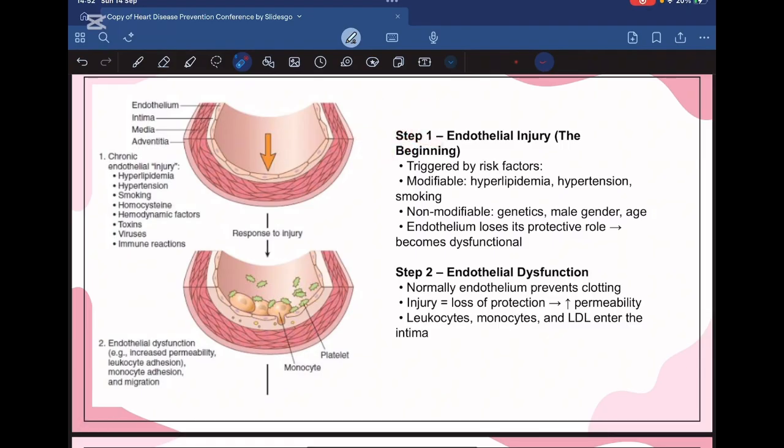Okay, now for step 2, the endothelium will lose its function, so dysfunction. And I explained this in histology. The endothelium has a protection role, number one. Number two, it has an antithrombogenic effect, so it does not allow anything to adhere here. So if there is endothelial dysfunction, what will happen? Things will start to stick. For example, monocytes will start to stick, leukocytes will start to stick, and LDL, low density lipoprotein, will start to enter.